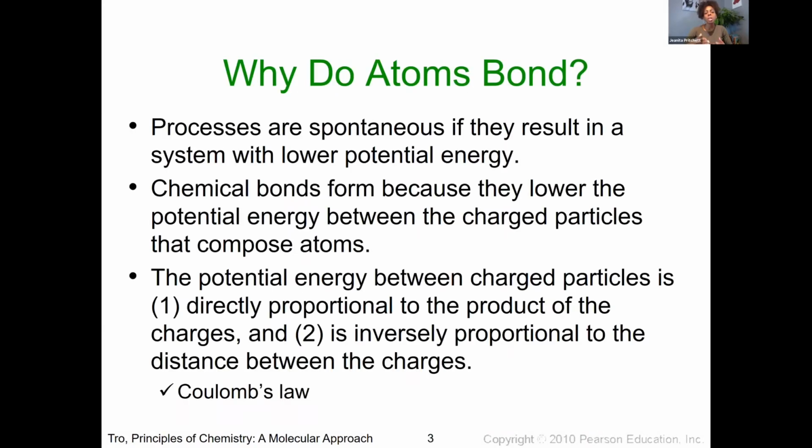The first question that should come to your mind is, why do certain atoms bond to each other? The reason is that they are looking to ultimately lower the potential energy of the system. As they form chemical bonds, you lower the potential energy between the charged particles that compose the atoms. The potential energy between charged particles is directly proportional to the product of the charges and inversely proportional to the distance between the charges.